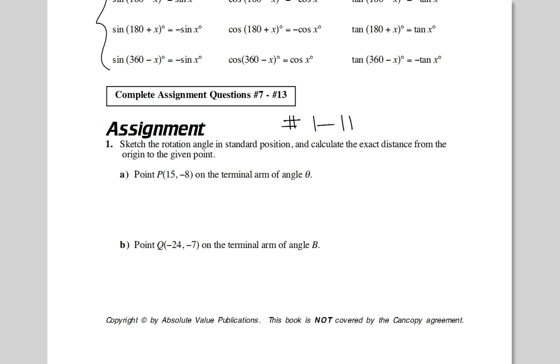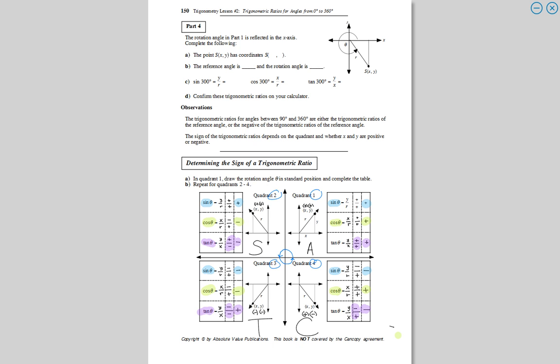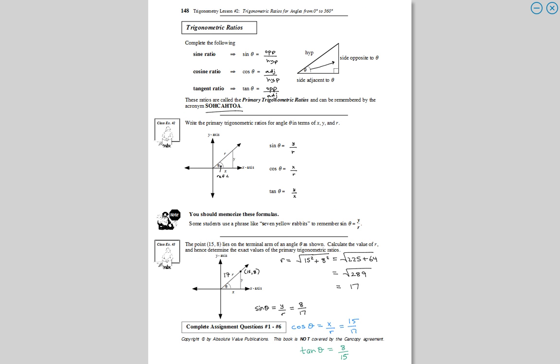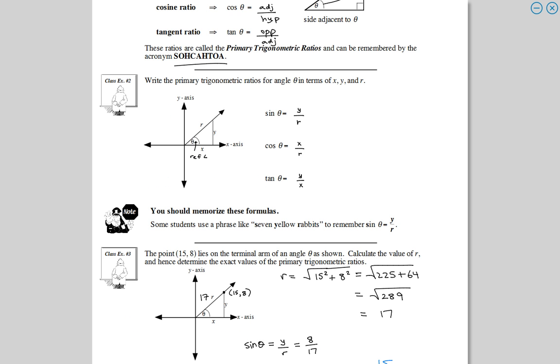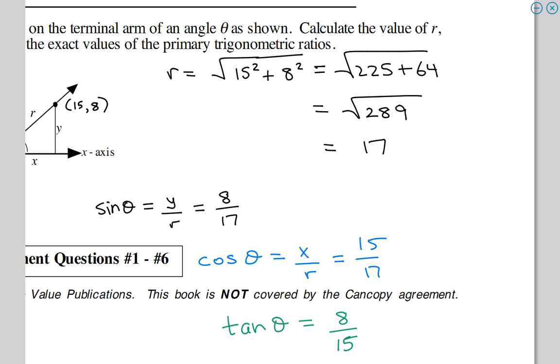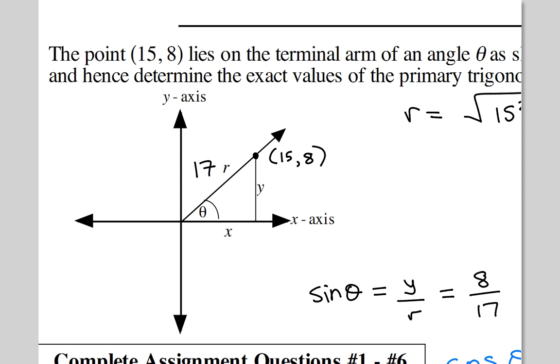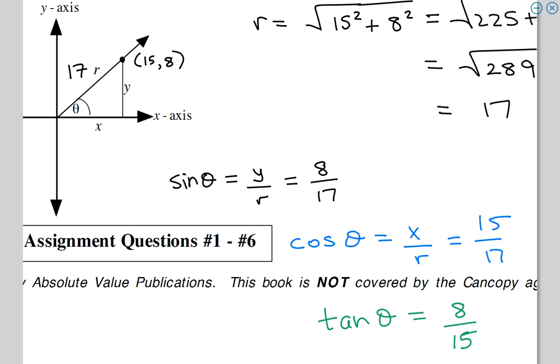So big ideas today would be the cast rule and finding the R. This will be on your quiz for sure. This will be on the test for sure, finding the R, and then the corresponding trig ratios that go with it. So this example here, for sure on your test. Absolutely. Okay, so you're going to be given a point, you find the hypotenuse, you write down the 3 ratios. That is a guarantee. Every year it's on that test.